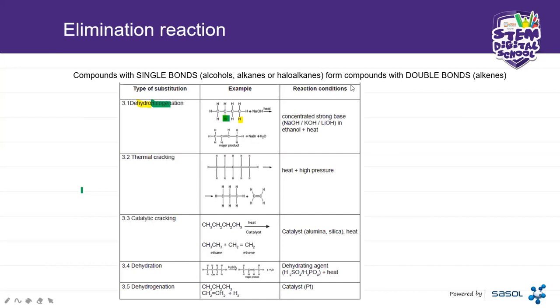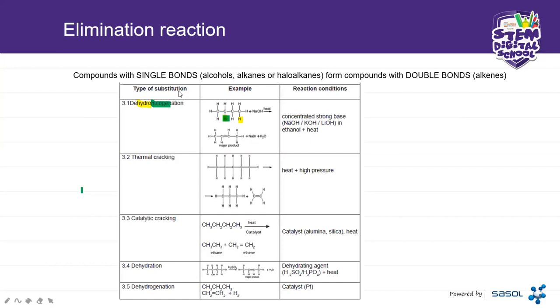So what do they say here? They say for this, the reaction conditions are going to be sodium hydroxide, potassium hydroxide, and lithium hydroxide, right? In ethanol and heat. Okay. So once you see a reaction like this, plus NaOH with heat, or if they could have said KOH, or they could have said LiOH plus heat, then you'd know that this is a dehydrohalogenation.